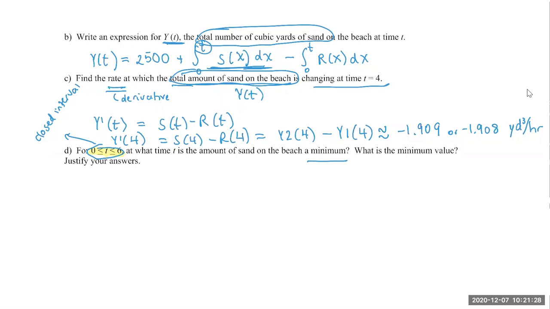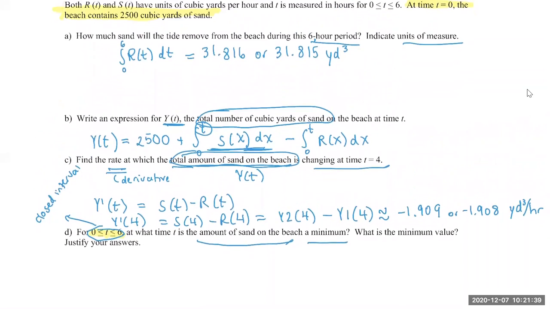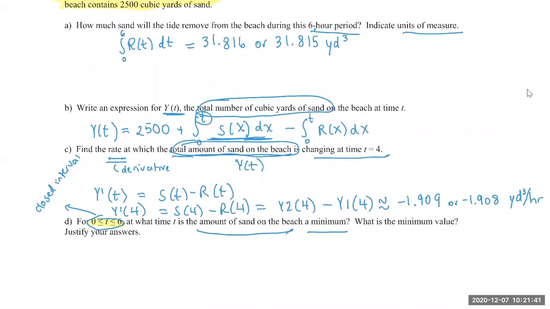So we're going to go back to reading this question again. It says, at what time is the amount of sand on the beach a minimum? So the amount of sand on the beach is your function. Your function, therefore, is y of t. The amount of sand is y of t. So they want to know when y prime of t is equal to 0.